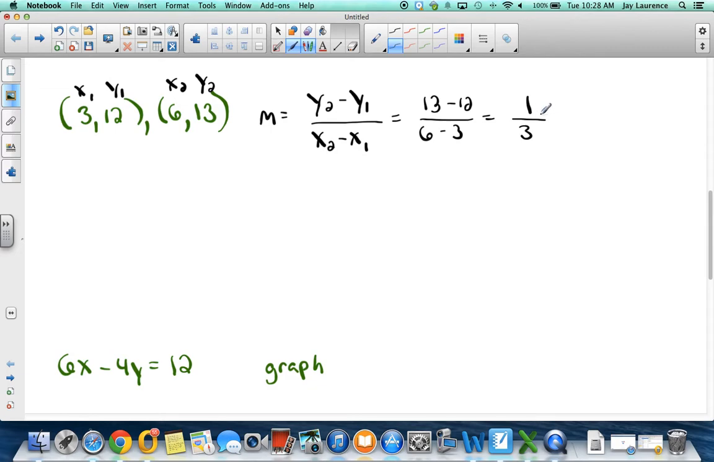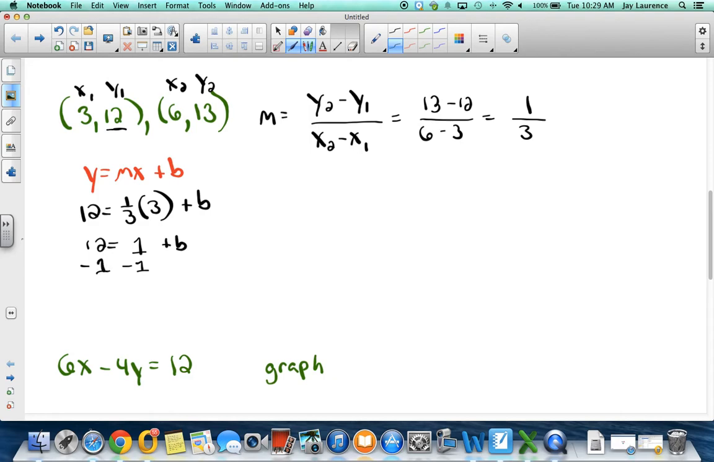Now, could we figure out the y-intercept? We sure can. We know that in slope-intercept form, we can take y equals mx plus b, right? If we could fill in a y value, the slope, and an x value, then we would have one equation with one variable, and we could solve for it. So let's do that. Which y do you want to use? I want to use the 12. Okay. Then I'm going to use 12 equals 1/3 times 3 plus b. 1/3 of 3 is 1. And then I'm going to get b alone by subtracting 1. And so I will get 11 equals b. My equation in slope-intercept form is y equals 1/3 x plus 11.